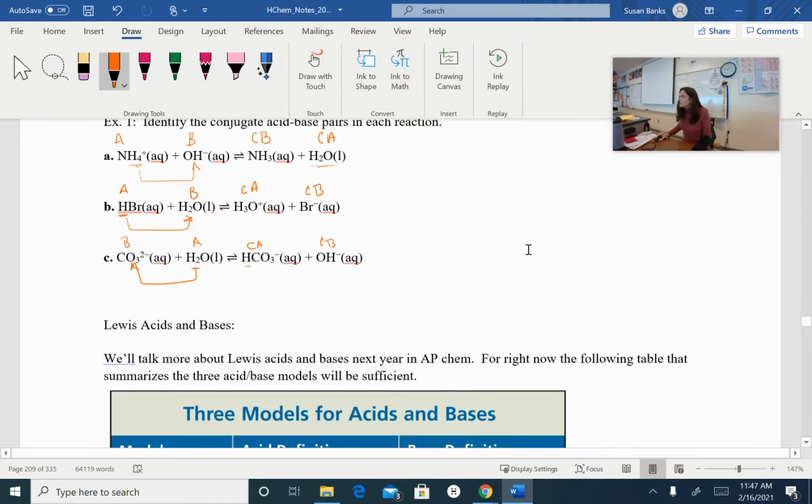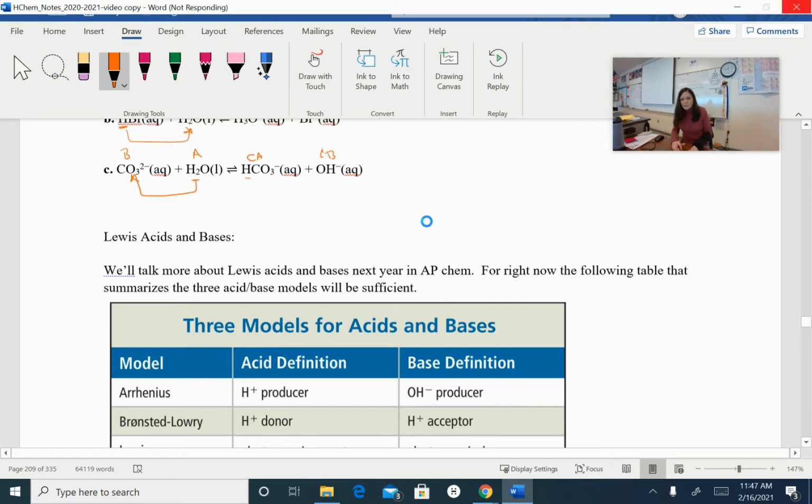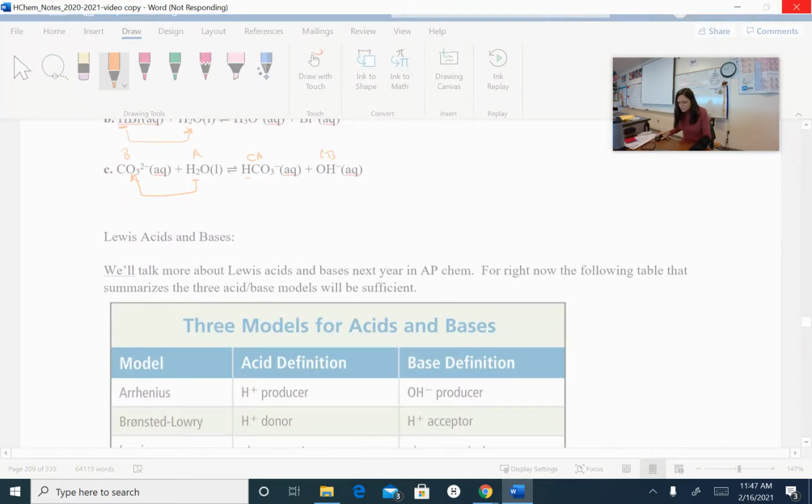All right. Next, we have Lewis acids and bases. And now Lewis acids and bases is even more inclusive. We'll talk a little bit more about Lewis acids and bases next year in AP Chem. Okay? Organic chemistry is all about Lewis acids and bases. Like, that's how the reactions happen. For right now, the following table summarizes the three models, and it will be sufficient. I actually want to give you an example of a Lewis acid and base once we get through here.